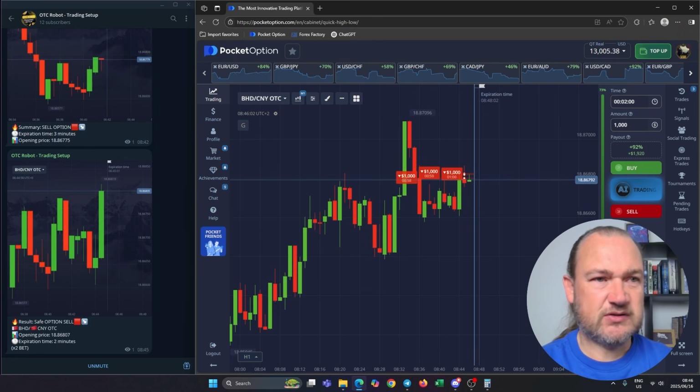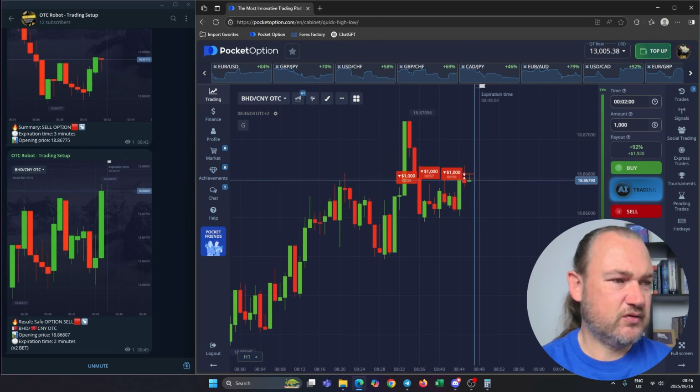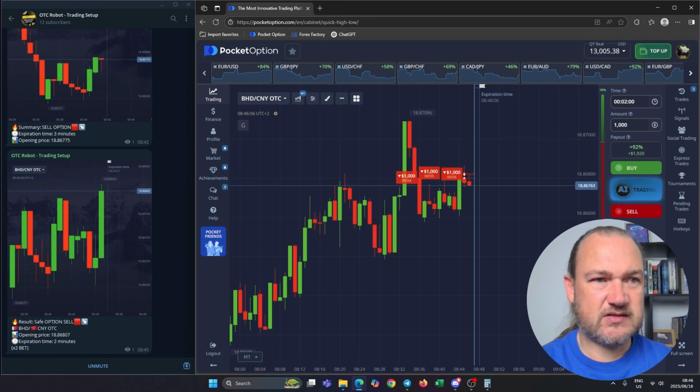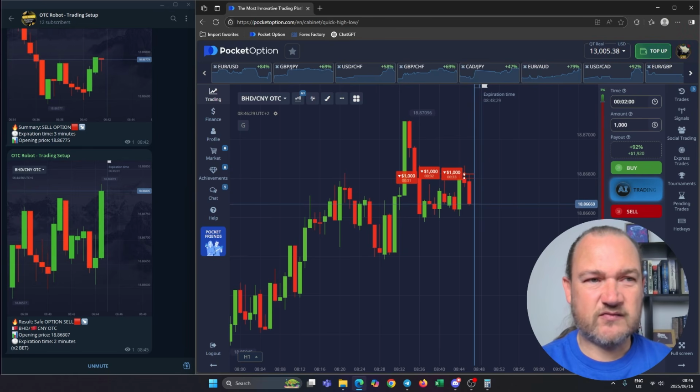So the next candle will determine whether this was good or not. It does look like it's going to be pushing down a little bit. There we go, coming down beautifully. Almost just over 30 seconds left on this. We're almost done. Well, let's see what happens.